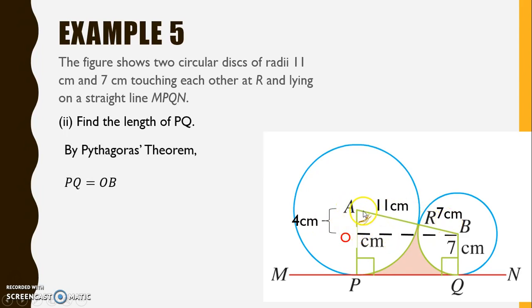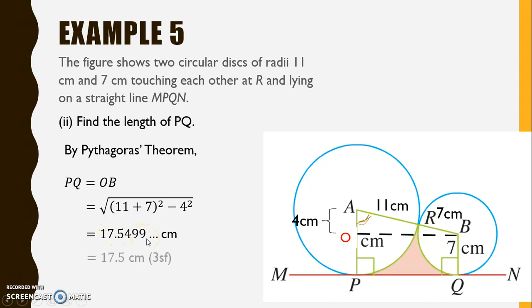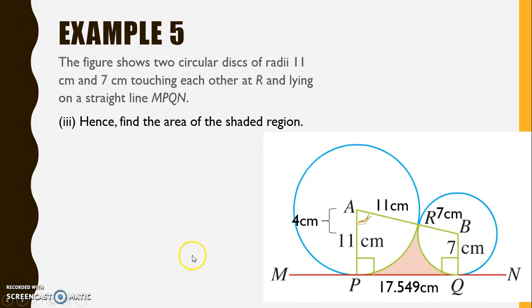So using Pythagoras theorem, because PQ is equal to OB, OB is simply 11 plus 7, which is 18, squared minus 4 squared, which gives us 17.5499 centimeters. Change this to 3 significant figures and I will get 17.5 centimeters.